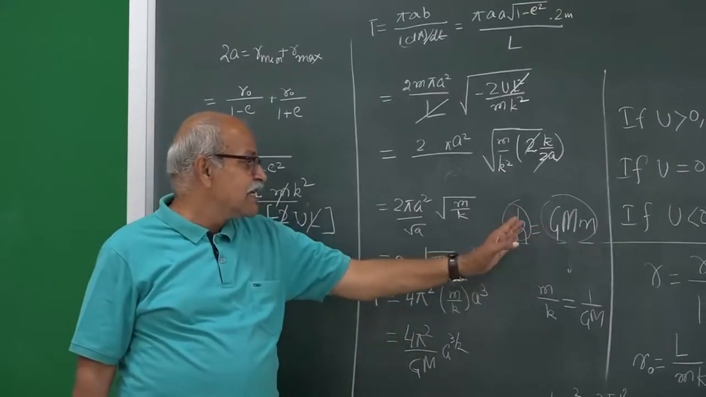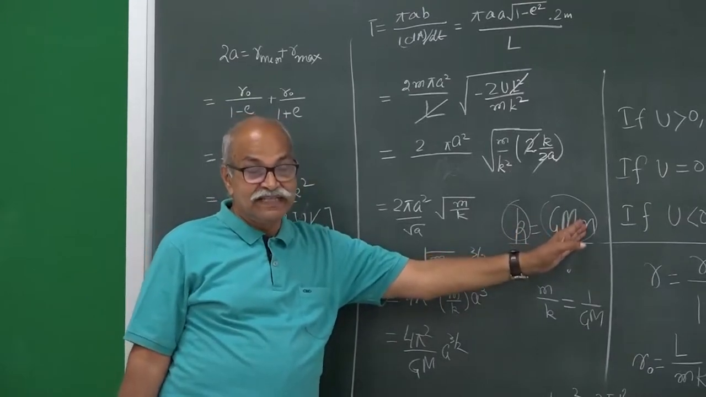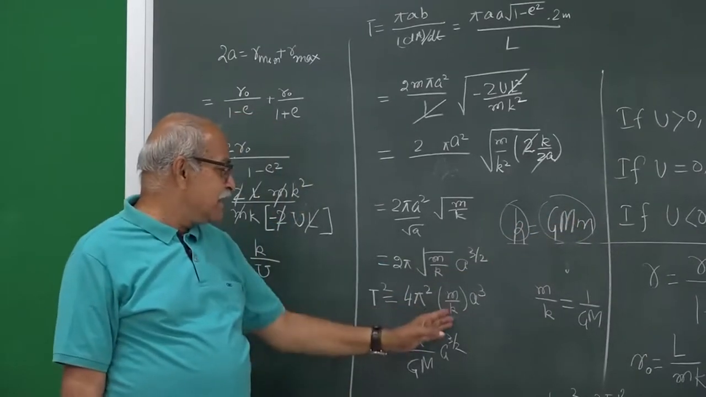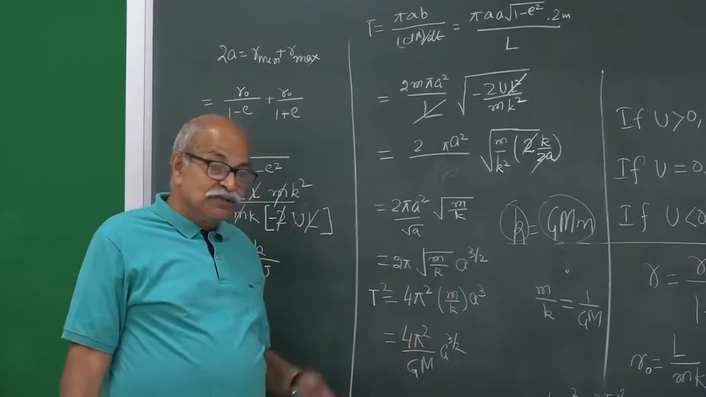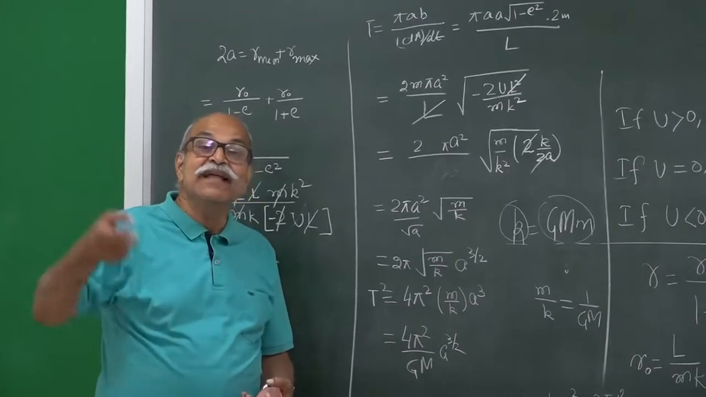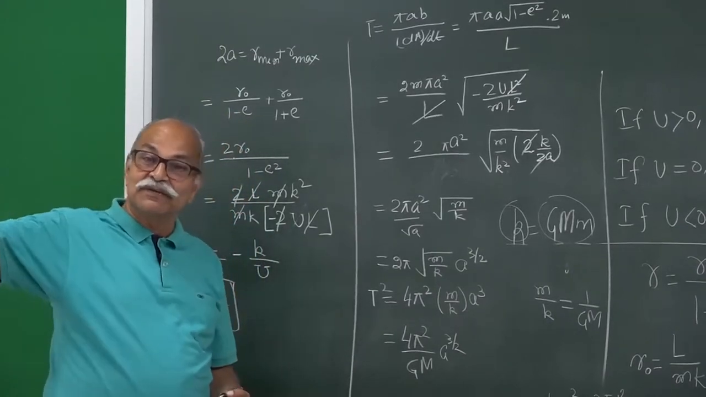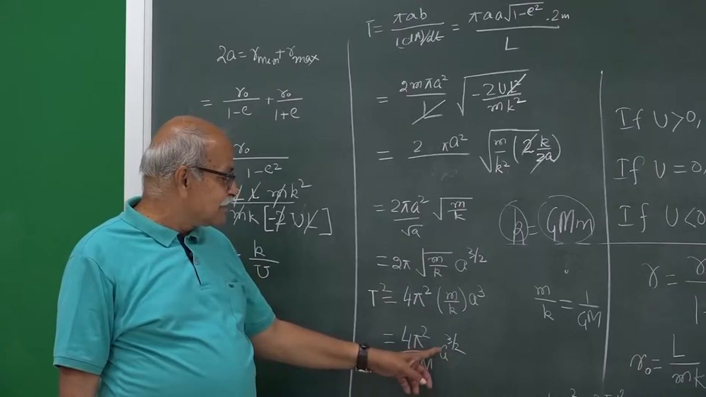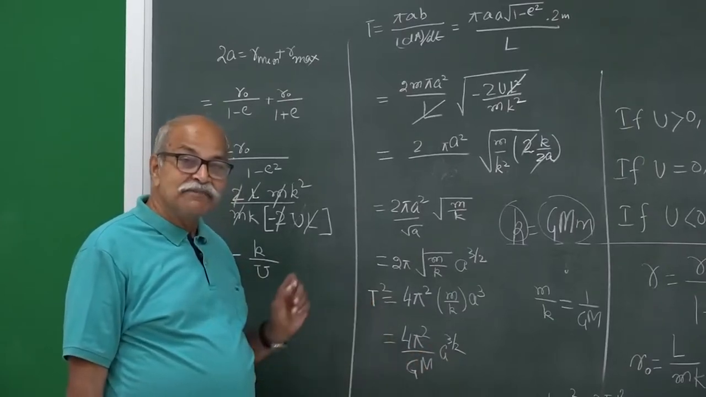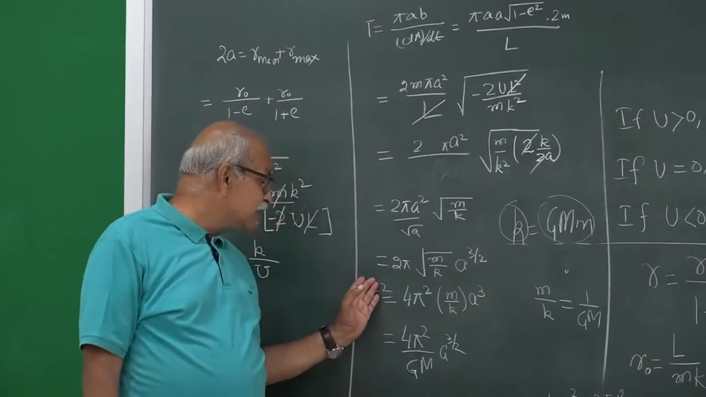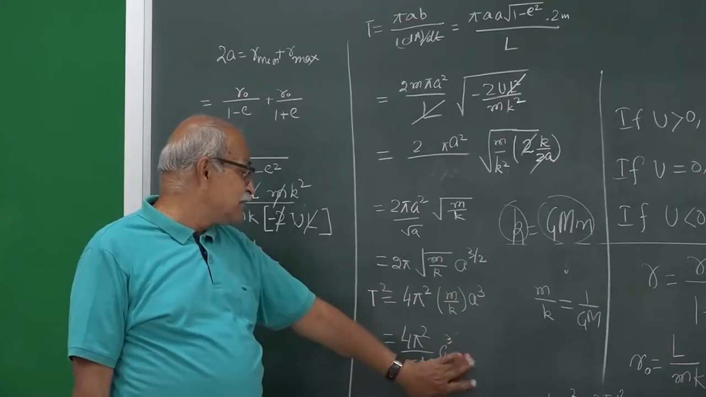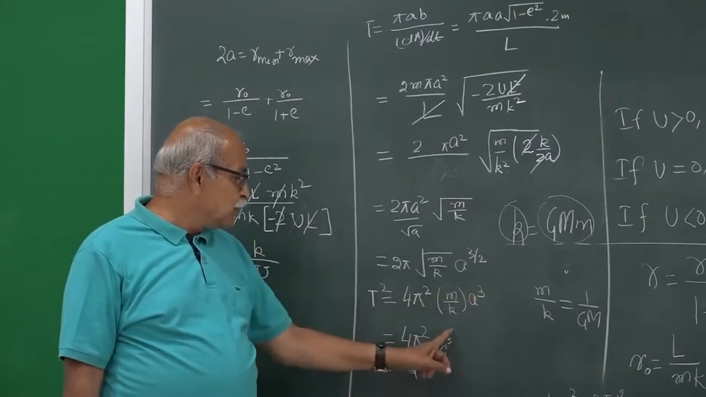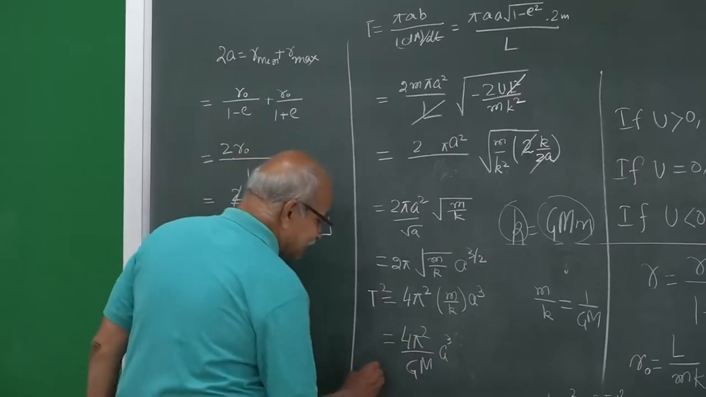If this K is proportional to the mass of the particle, which is the case in the gravitational attraction at least, then m by K is independent of the mass of the particle. So in the sun-planet system, you consider any planet, Earth, Mars, Jupiter, whatever, and there is no reference to the planet. It's only the semi-major axis which is deciding this time period. The square of the time period is proportional to the cube of the semi-major axis. This is Kepler's third law.